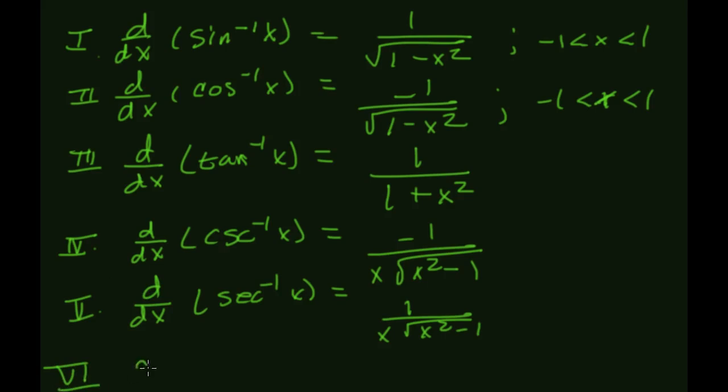And finally, the inverse cotangent is different from the inverse tangent by a negative. So it's just going to be -1 over 1 plus x squared. All right, so that is the list of derivatives for the inverse trig functions.